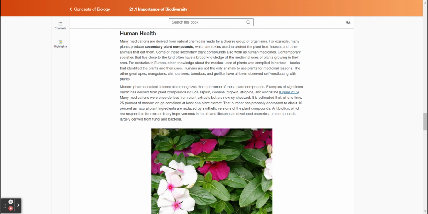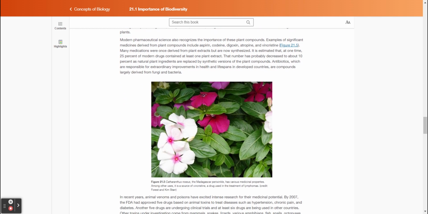Contemporary societies that live close to the land often have a broad knowledge of the medicinal uses of plants growing in their area. For centuries in Europe, older knowledge about the medical uses of plants was compiled in herbals, books that identified the plants and their uses. Humans are not the only animals to use plants for medicinal reasons. The other great apes, orangutans, chimpanzees, bonobos, and gorillas have all been observed self-medicating with plants.